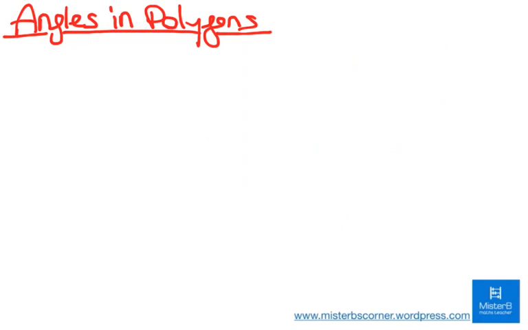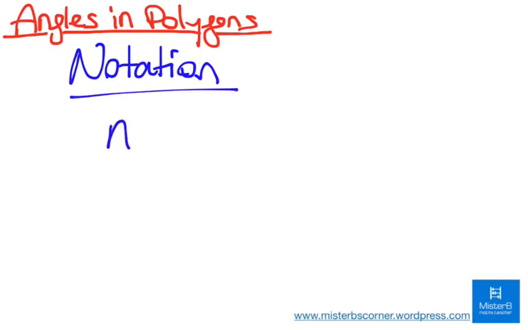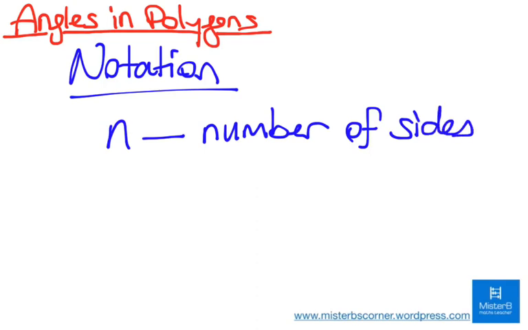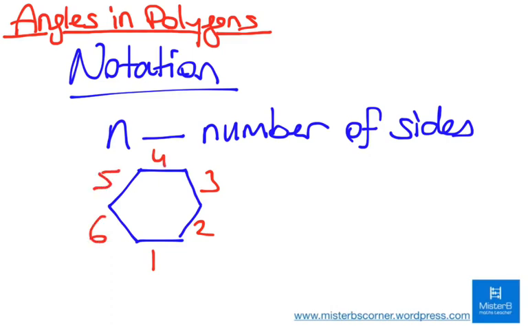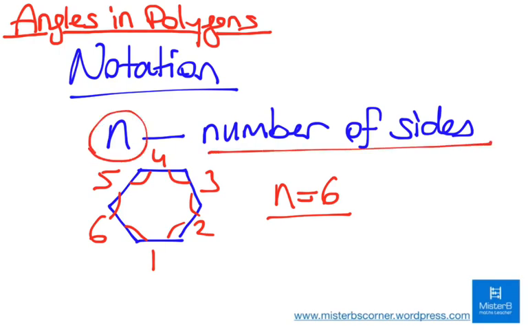And last but not least, when it comes to the notation of polygons in general, there is this letter N that we use. This refers to the number of sides. Now, when you have, let's say, a hexagon, you have 1, 2, 3, 4, 5, 6 sides, so N is 6. But at the same time, you have 1, 2, 3, 4, 5, 6 angles. So when we're talking about number of sides for N, we also refer to the number of angles.